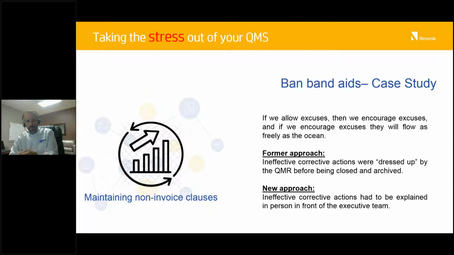The quality management rep now, if a weak corrective action comes across his desk, it's forwarded to top management. Top management calls a meeting with the person who filled that out, and that person has to explain it in front of the executive team. They're now beginning to hold people accountable.